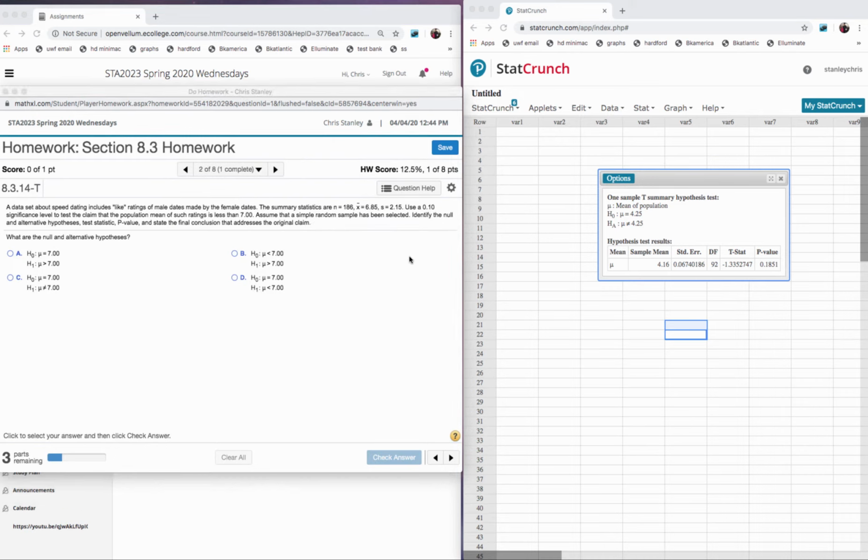Okay, so here's another one. This is about data speed. They sampled 186. They got a sample mean speed of 6.85 with a standard deviation of 2.15. Alpha's 0.1. Okay, now let's see what their claim is.